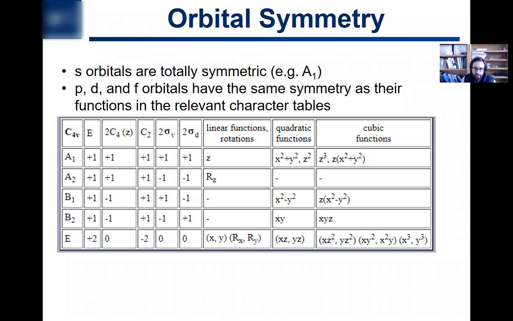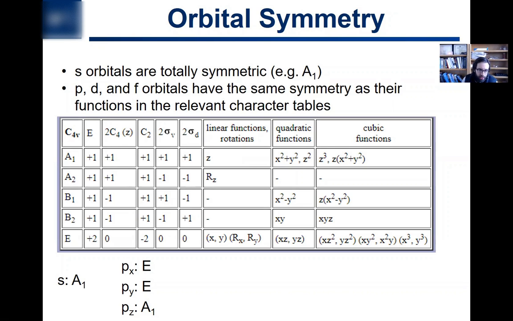All right, so pretend you have some molecule in the C4v point group, and you want to know what the symmetries are of the orbitals on the metal ion, or just in general. Your s orbital is going to be A1. It's always the one with ones across the board, the totally symmetric representation. Your px, py, and pz orbitals are going to have whatever the symmetry is of those functions.